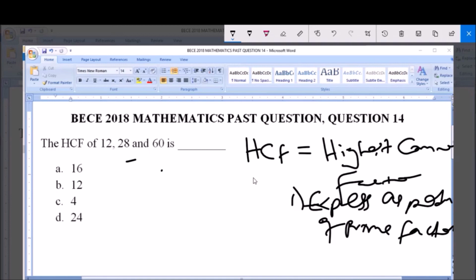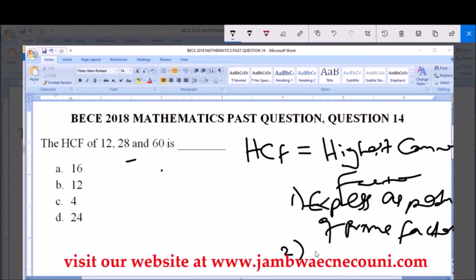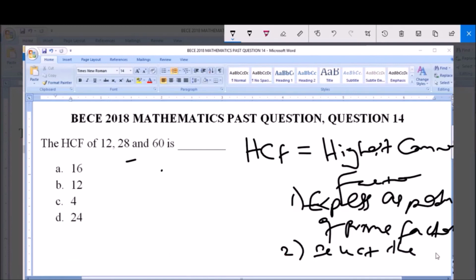Then the second thing you need to consider is that you now select the common prime factors. Those are the two things we consider. And now if the common prime factor is 1, you choose 1. If it's more than 1, you multiply. So first we express them as products of their prime factors. Now let's start with 12.